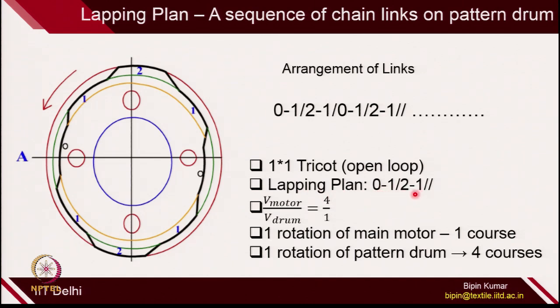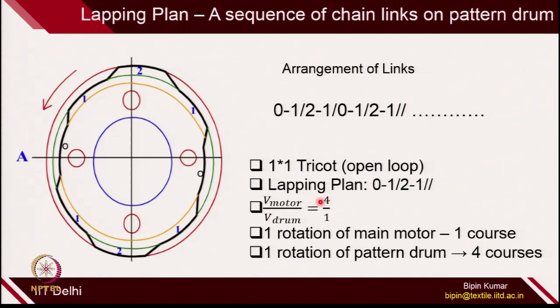And as I already mentioned, the main motor is actually giving drive to the drum. So, if you see the motion of one particular revolution of this drum, you have basically created 4 courses. So, it means that if the drum rotates for 1 revolution, the motor must have rotated 4 times, because the motor must rotate to give swinging motion.